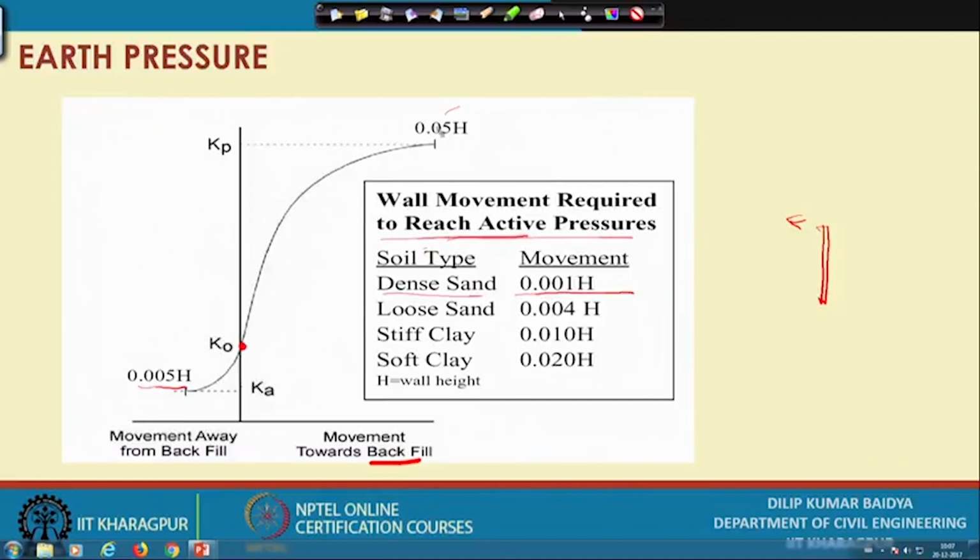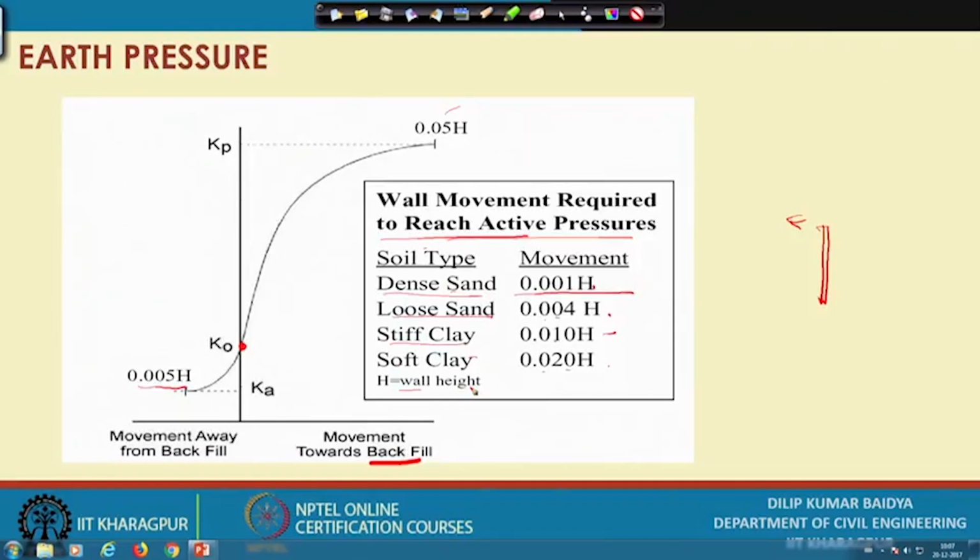This is for active, not passive. Here it is given 0.005. For dense sand, it is given 0.001. When it is loose sand, it is 0.004. For stiff clay, 0.01, and when it is soft clay, it is 0.02, where h is equal to the height of the wall. That means, if wall movement is more than that, it is to be treated as a failure actually.